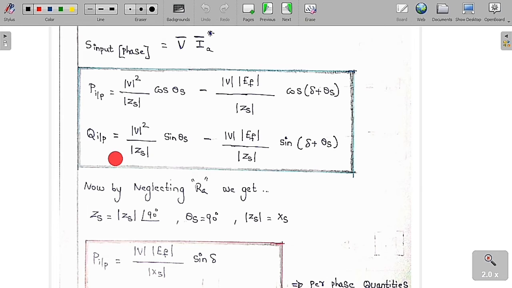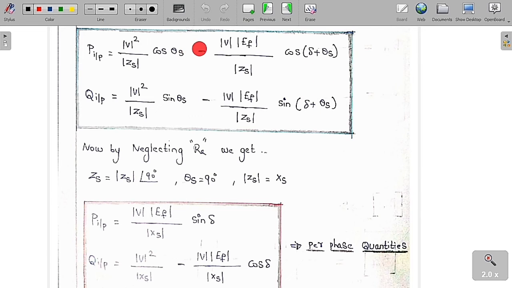Similarly, the reactive power input per phase is equal to mod of V whole square by mod of ZS sin theta S, minus mod of V mod of EF by mod of ZS into sin of delta plus theta S. If you remember this equation, just replace cos by sin and you are going to get this expression. The reactive power is just cos replaced by sin, and you are going to get the reactive power per phase. So these are very complex equations.